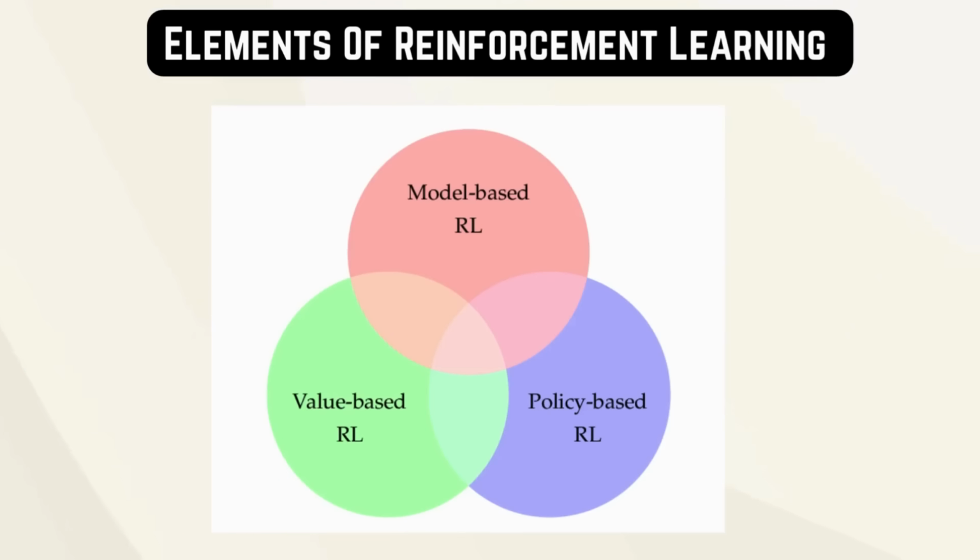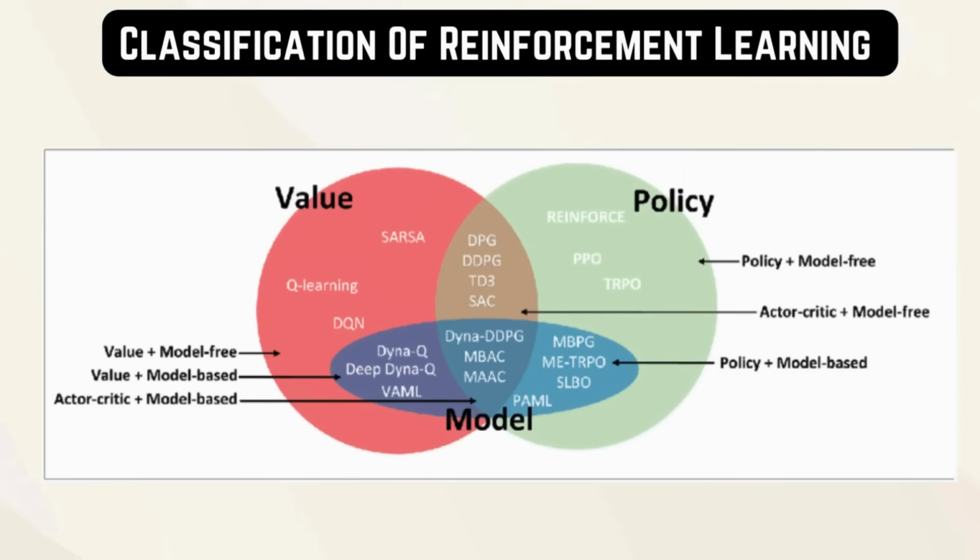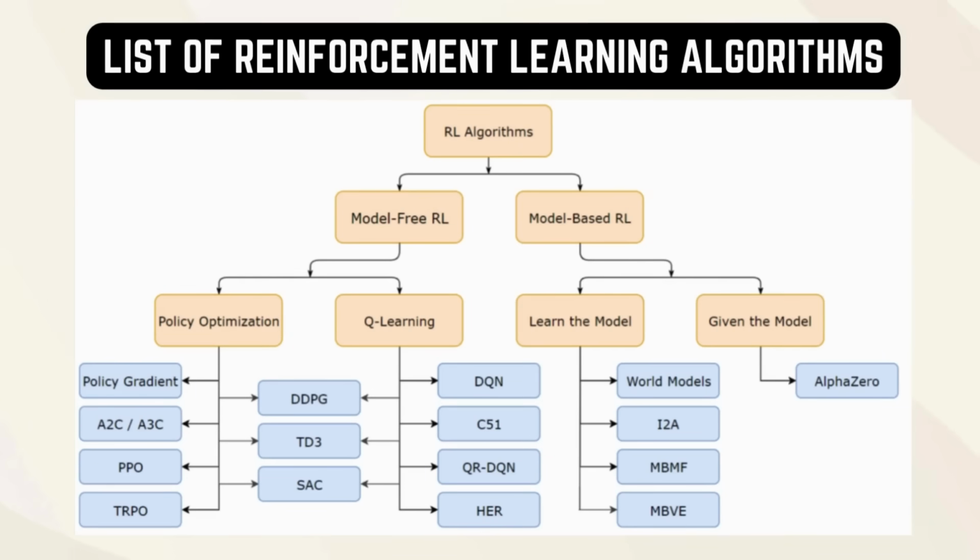The three elements of reinforcement learning are model-based learning, value-based learning, and policy-based learning. Model-based learning: in this reinforcement learning method, you need to create a virtual model for each environment. The agent learns to perform in that specific environment. Value-based learning: in a value-based reinforcement learning method, you should try to maximize a value function V(s). In this method, the agent is expecting a long-term return of the current states under policy pi. Policy-based learning: in a policy-based RL method, you try to come up with such a policy that the action performed in every state helps you to gain maximum reward in the future.